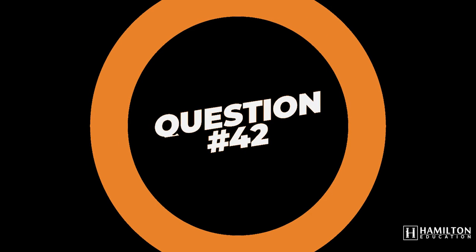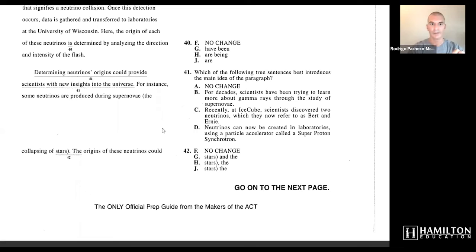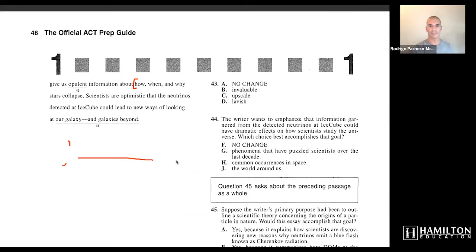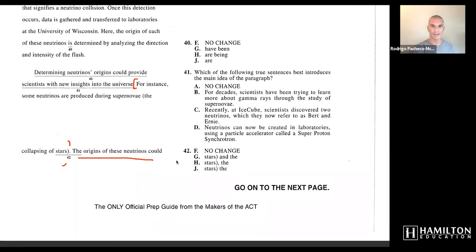Question 42 is a punctuation question. I'm going to read the previous sentence and the beginning of the next sentence so we can talk about the structures here. So for instance, some neutrinos are produced during supernovae, that collapsing of stars. This here is an independent clause. So we could just put a period here. That seems to be correct so far. Let's take a look at what follows. The origins of these neutrinos could give us invaluable information about how, when, and why stars collapse. That's also an independent clause.